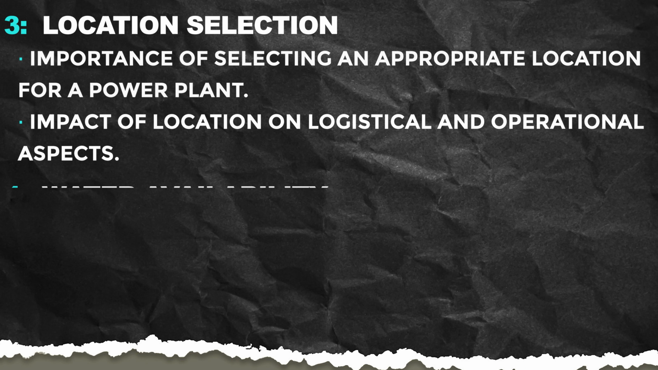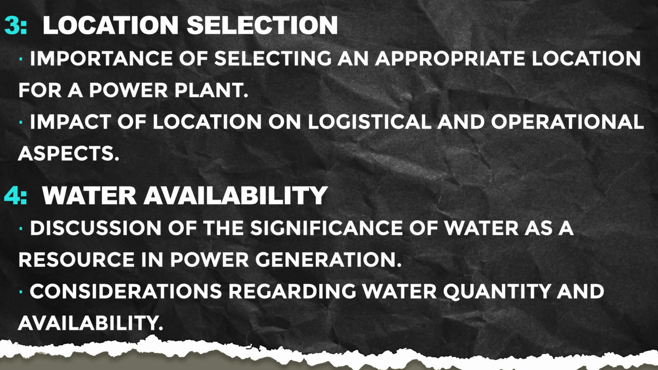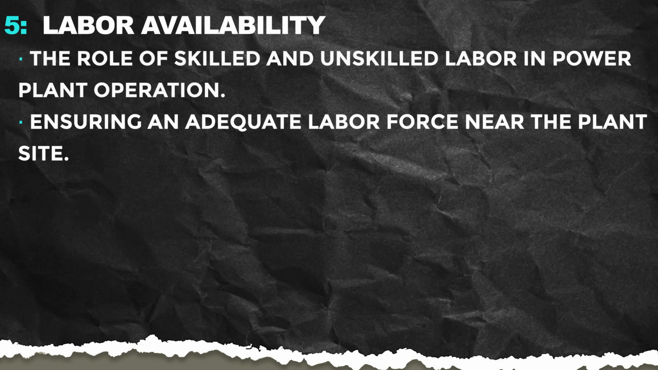In the location selection slide, we will see the importance of selecting an appropriate location for a power plant, and how location impacts logistic and operational aspects. We will see in water availability, we will discuss the point where water resource is available for the generation of power, considerations regarding water quality and availability. After that, we will see labor availability, the role of skilled and unskilled labor in power plant operation, ensuring an adequate labor force near the power sites.